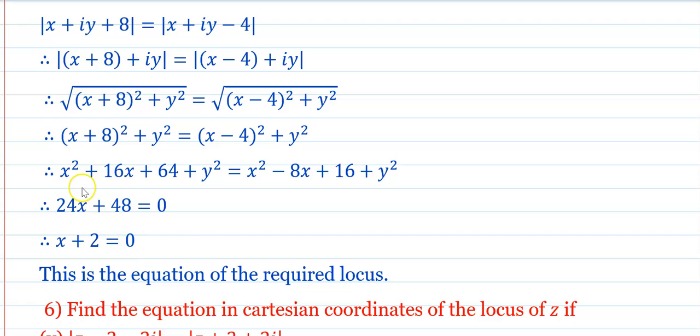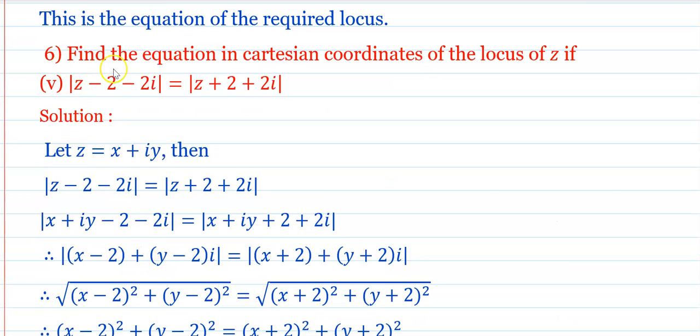Now from both sides x square gets cancelled, y square gets cancelled. Here what is there, 16x minus 8x. This minus 8x is there on the other side, that will become 24x. Okay. 64 minus 16 you will get 48. Divide on both sides by 24 and then you will get x plus 2 is equals to 0. This is the equation of the required locus.